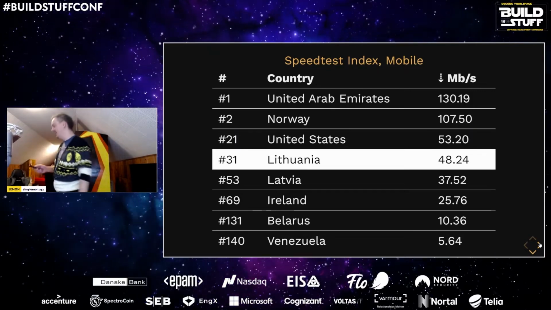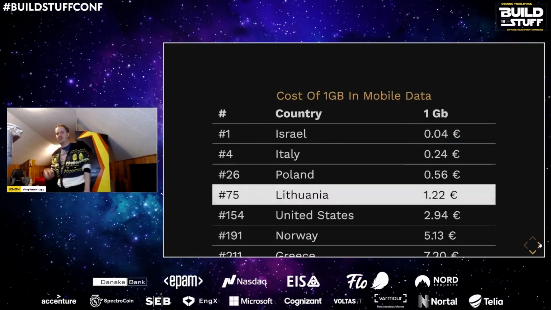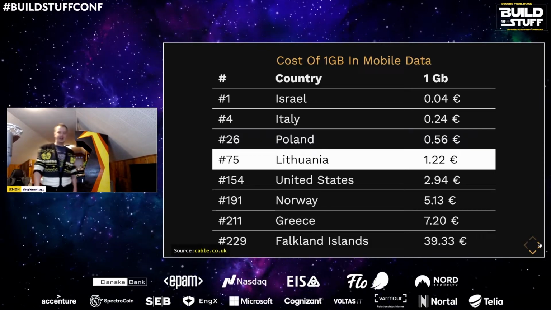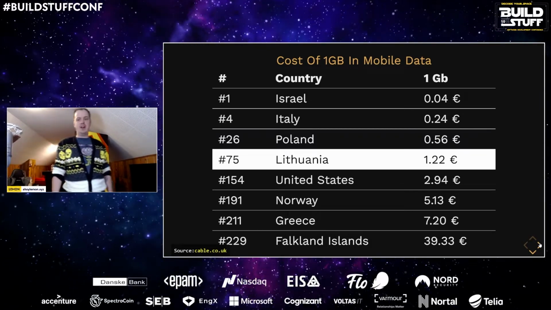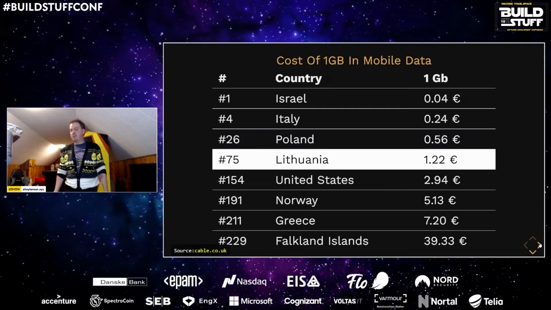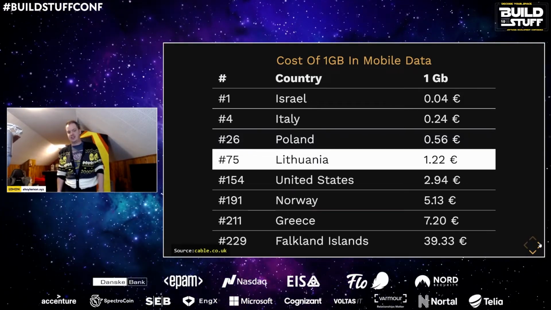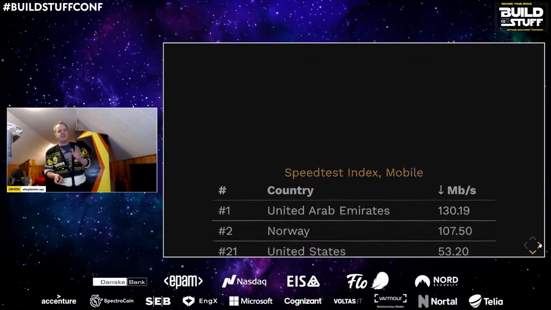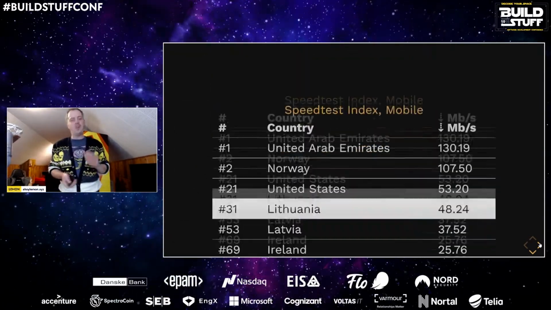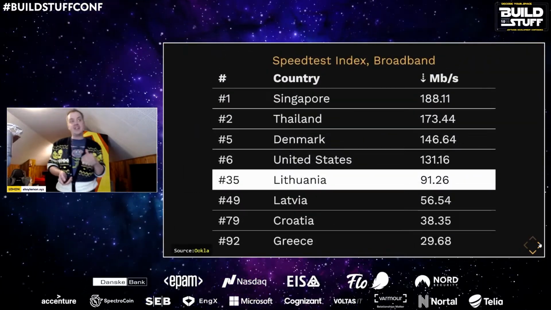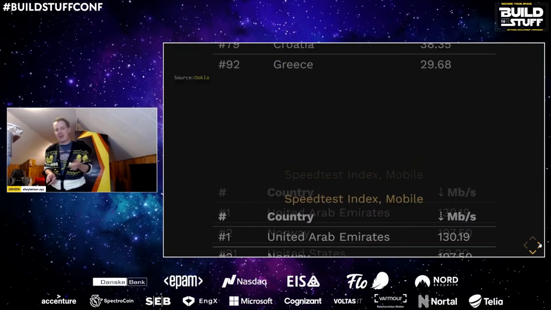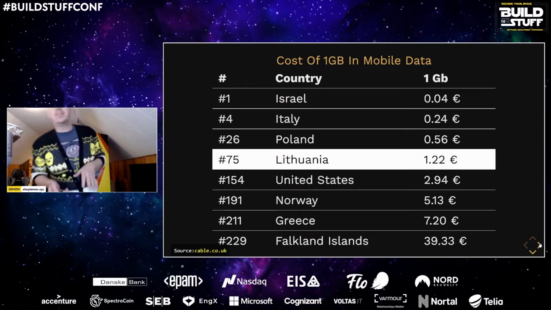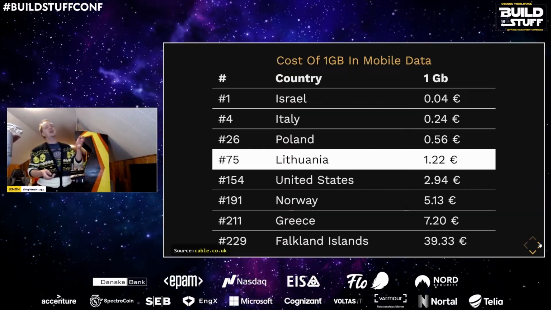And the other thing about mobile data is that there's another factor in there, which is cost. There's another study by cable.co.uk about the average cost of 1 gigabyte of mobile data. If I live in Israel, well, that's incredibly cheap. Italy, Poland, Lithuania, pretty good. United States actually getting a little bit cheaper. But here's the thing about this. I redid all 3 of these charts last night, and all 3 of these charts got worse. From the last time I gave this talk, broadband speeds went down, mobile speeds went down, and the cost of mobile data went up.